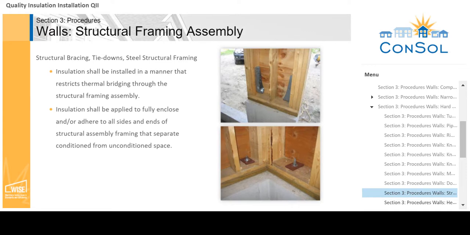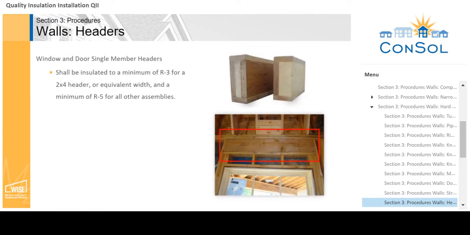Insulation shall be applied to fully enclose and/or adhere to all sides and ends of structural assembly framing that separate conditioned from unconditioned space. The structural portions of assemblies shall be airtight. Window and door single-member headers shall be insulated to a minimum of R3 for a 2x4 header or equivalent width, and a minimum of R5 for all other assemblies. Insulation is to be placed between the interior face of the header and inside surface of the interior wall finish.